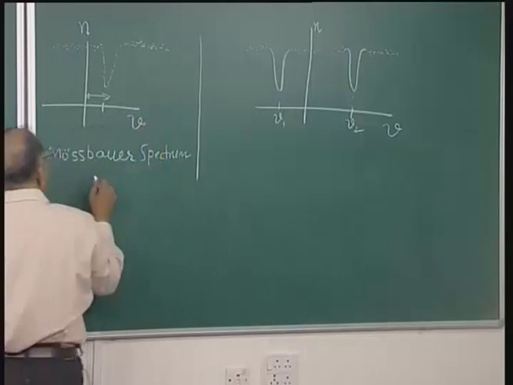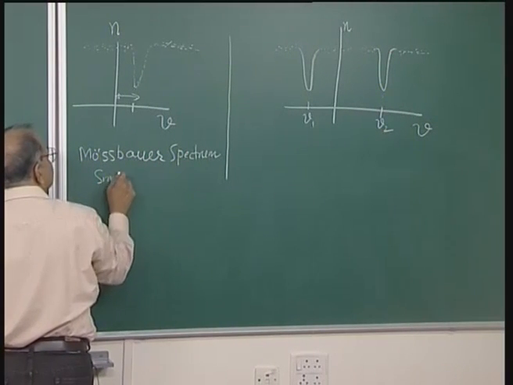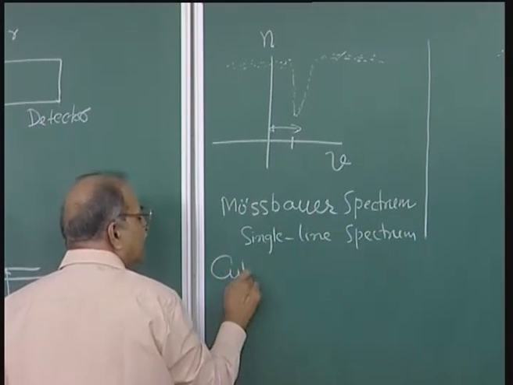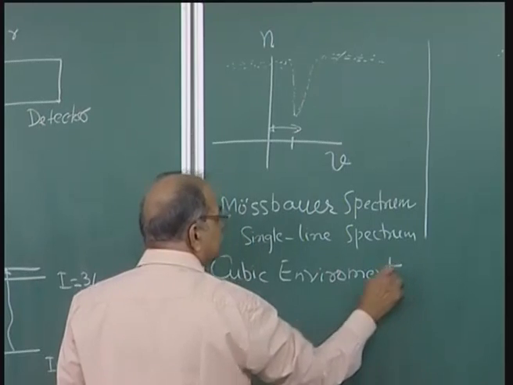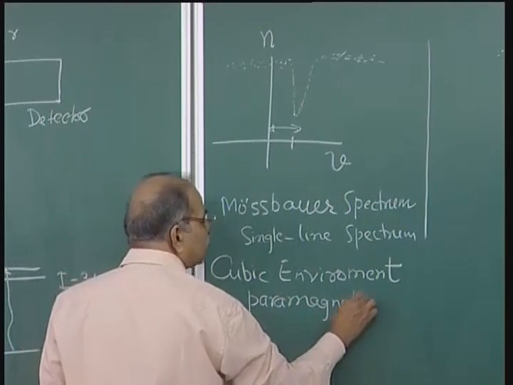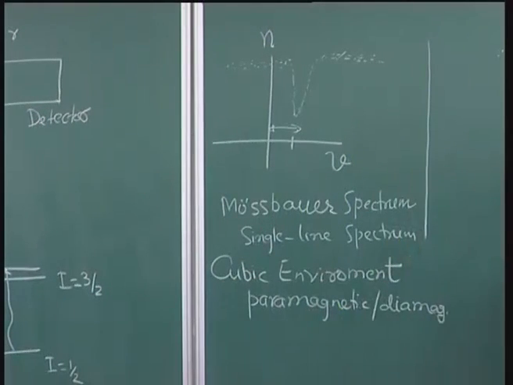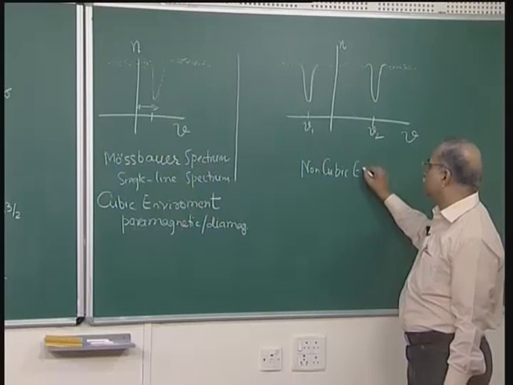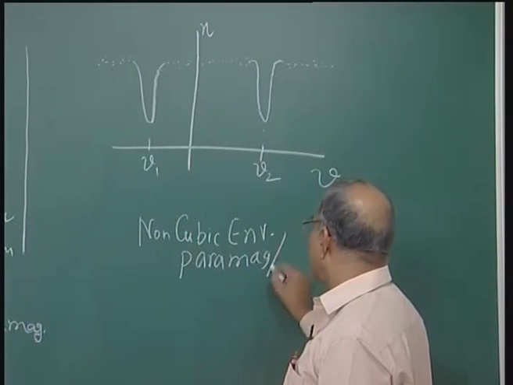This is when you have, normally, one single line spectrum: cubic environment, paramagnetic or diamagnetic. Here it is a non-cubic environment, and again paramagnetic, diamagnetic.